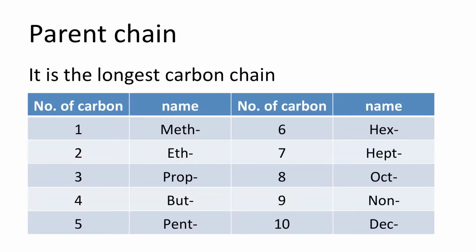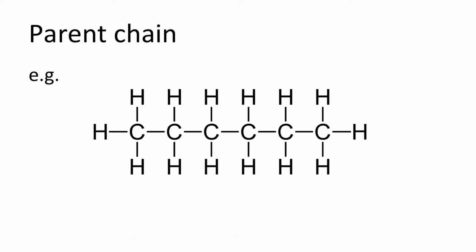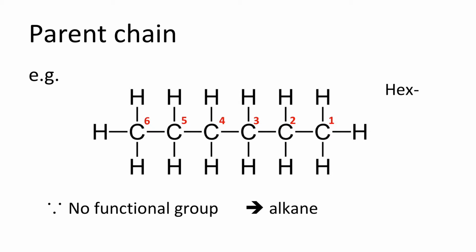In the table, it shows how the name connected with the number of carbon. For example, if the longest carbon chain contains 5 carbon, then it starts with pent, that is pentane. We use this molecule as an example. There are 6 carbon in the parent chain, so start the name with hex, with no functional group, which is alkane, so the name of this compound is hexane.